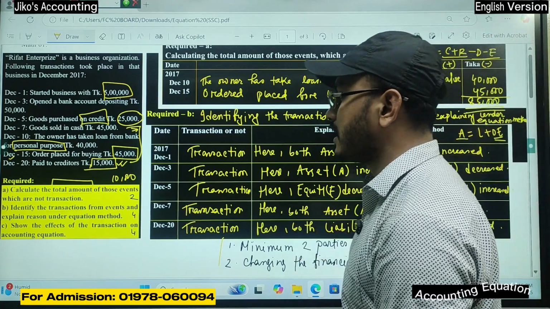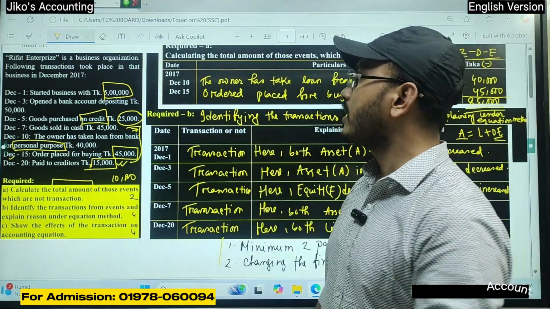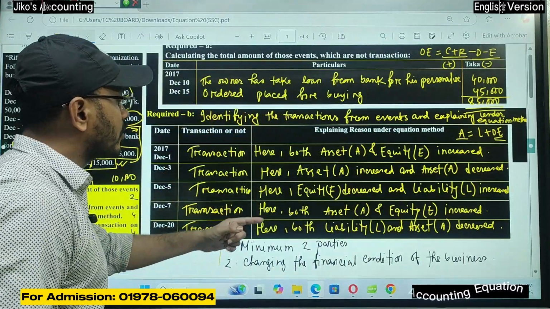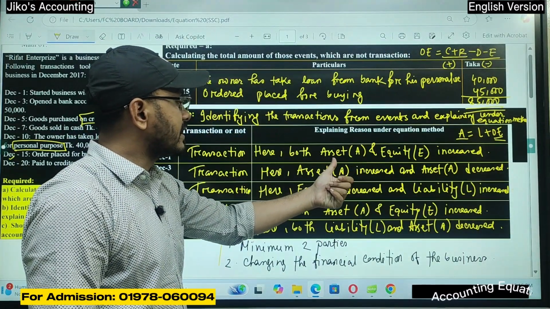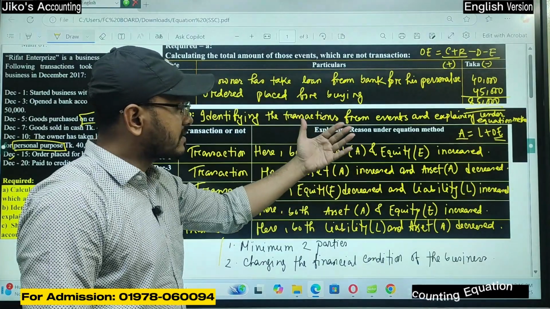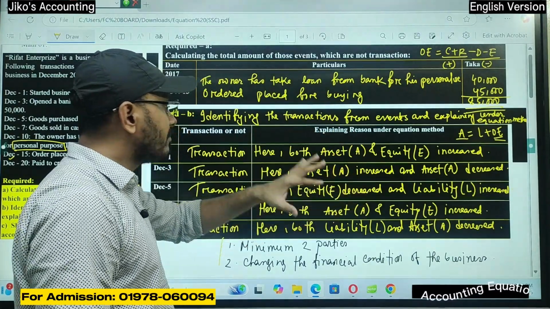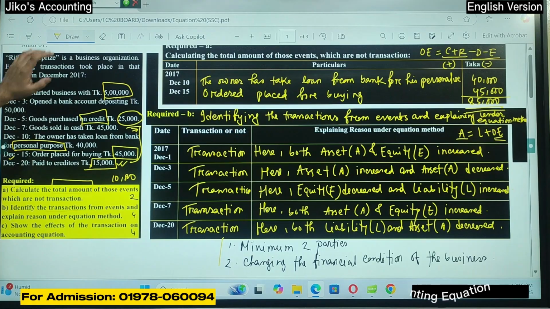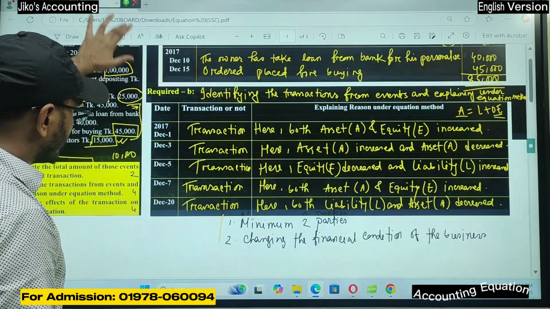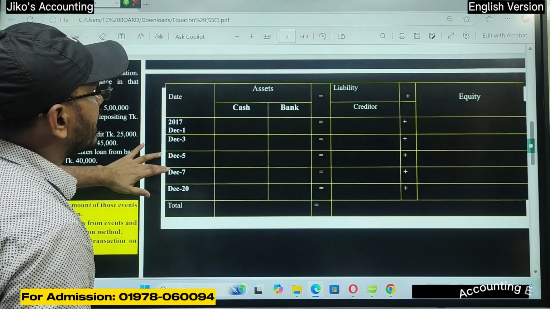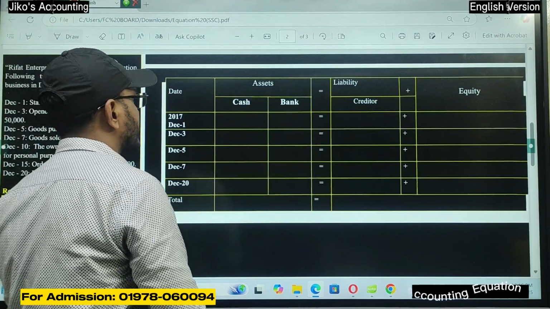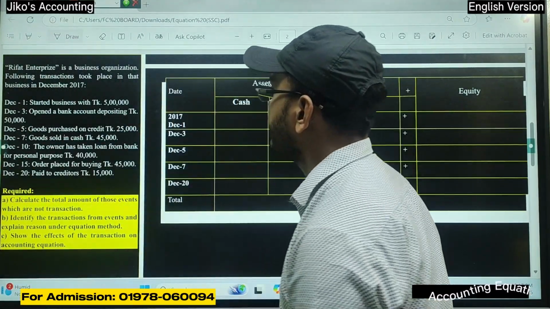If you get this one, requirement 3 is the very easiest one. What do we have to do here? If it indicates the increment of asset, you have to add it to the assets. By following this method, we have to solve requirement number 3. So let's move to our third requirement. This is one of the easiest math that we are going to do today.